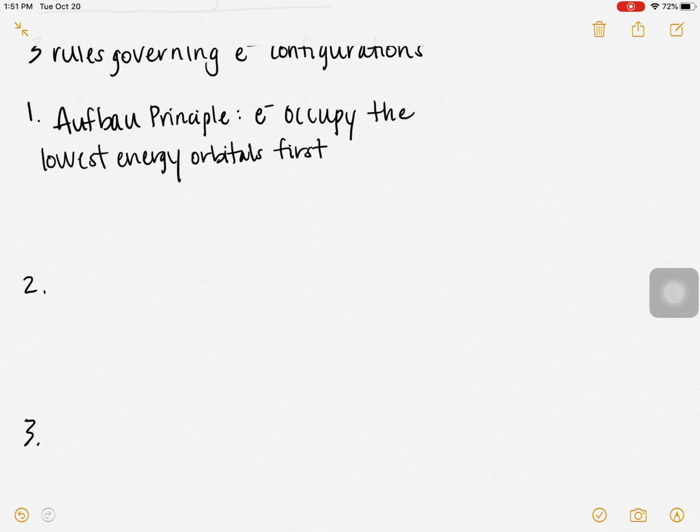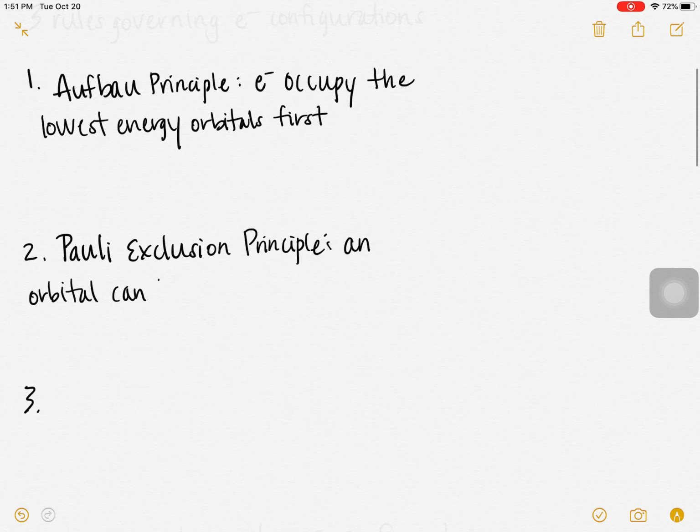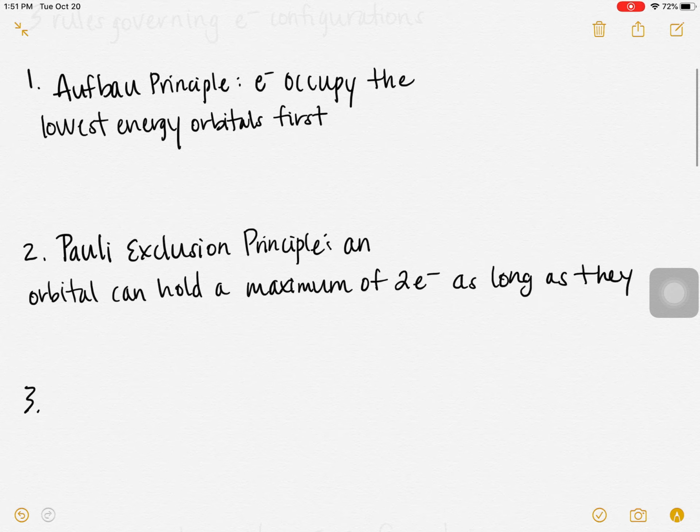The second rule is called the Pauli exclusion principle, and it says that an orbital can hold a maximum of 2 electrons as long as they have opposite spins.